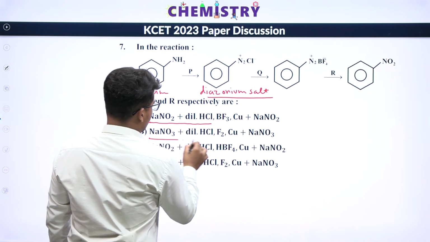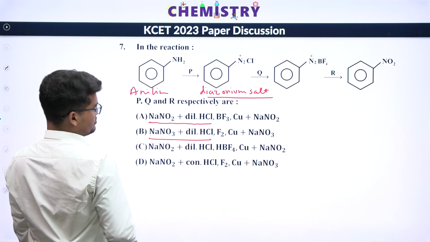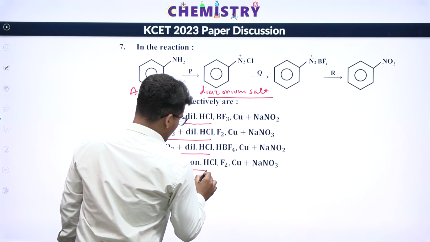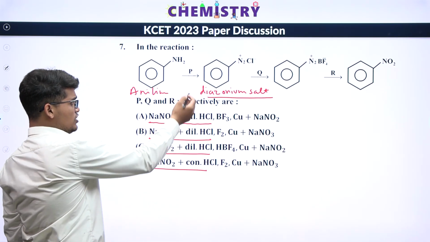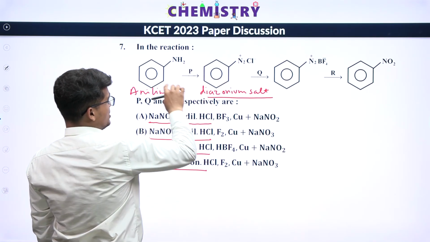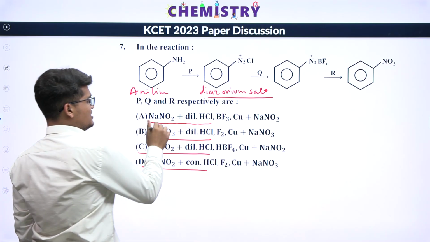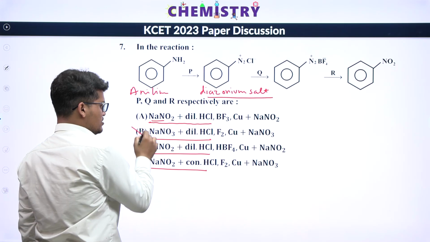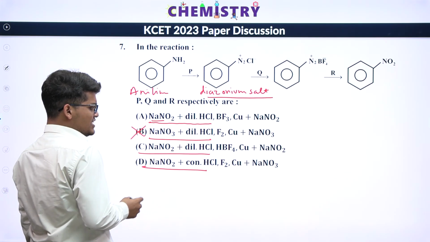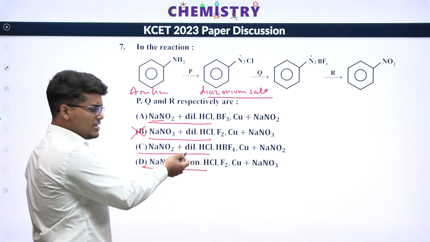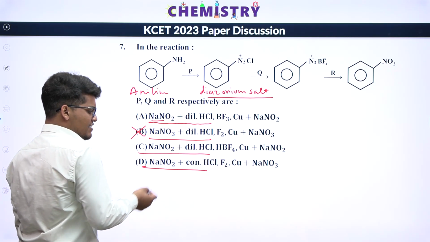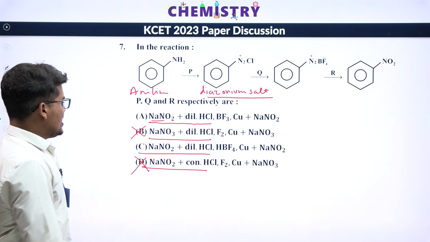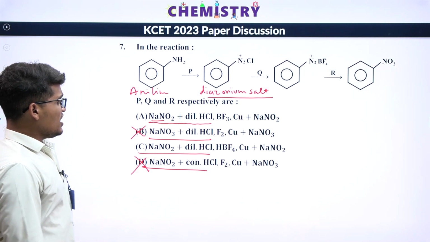You can see in only 3 options they have given NaNO2 HCl. We know the reagent that converts your aniline to diazonium salt is NaNO2 and dilute HCl. But in option B, they have given NaNO3. So this is not the option. In option C you can see it is given NaNO2 dilute HCl. In the last part they have given NaNO2 with concentrated HCl. Again D will not be there. So again we have A and C as options.